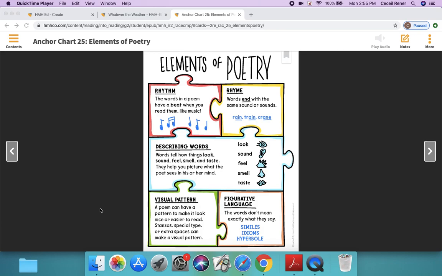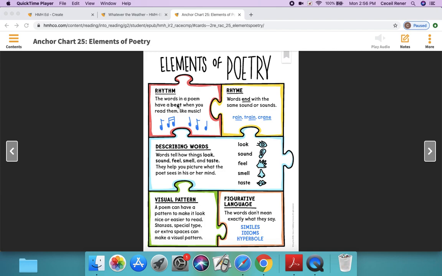Boys and girls, authors of poems do different things to make their writing fun to read and listen to. So today we're going to discuss the elements of poetry. And by knowing these elements, it can help us, the reader, understand a poem's main message. So let's look at these different elements of poetry.